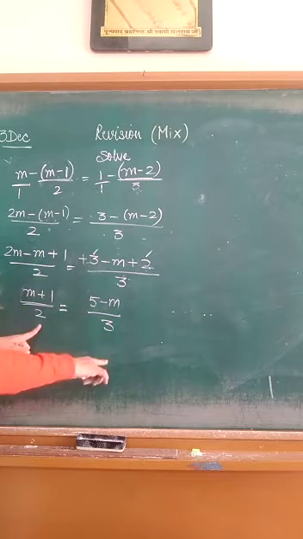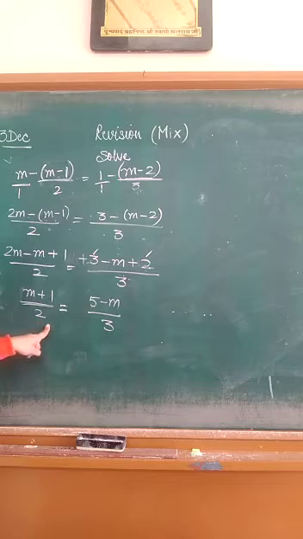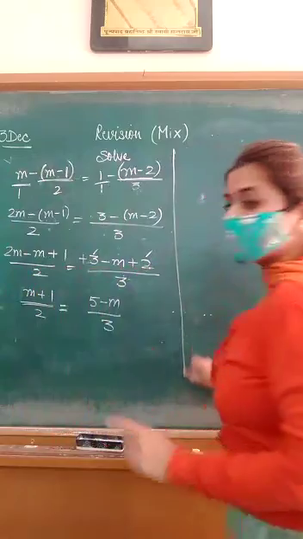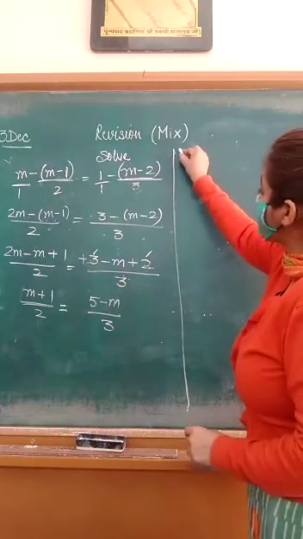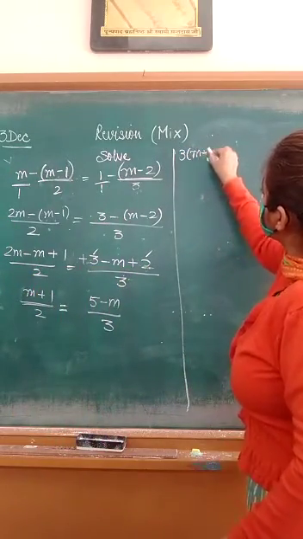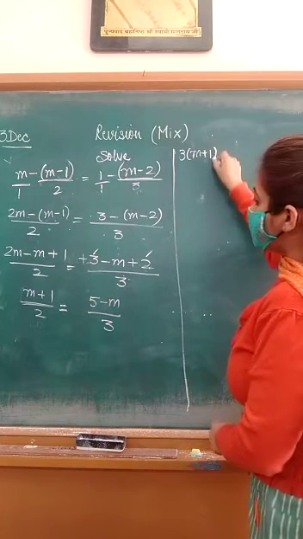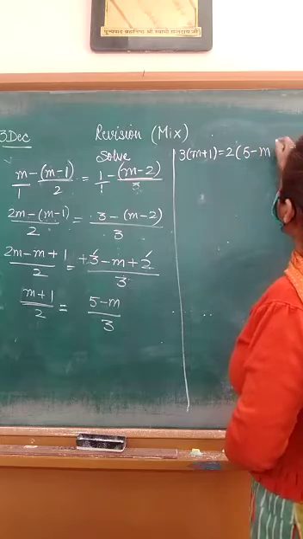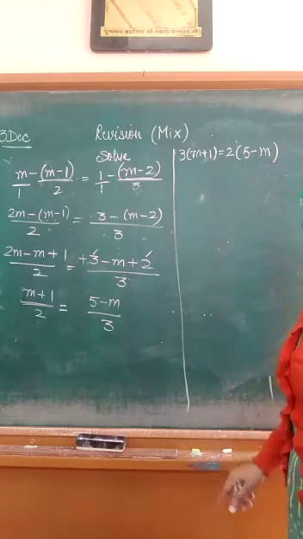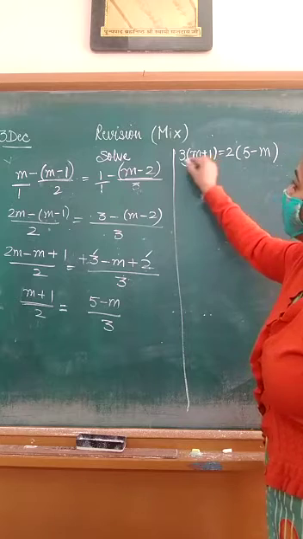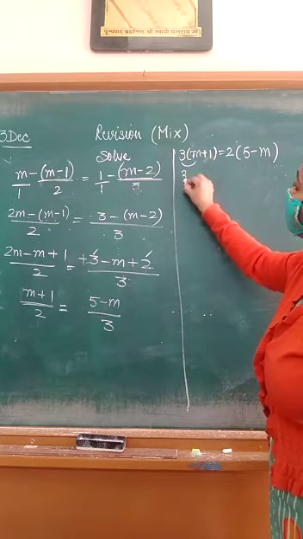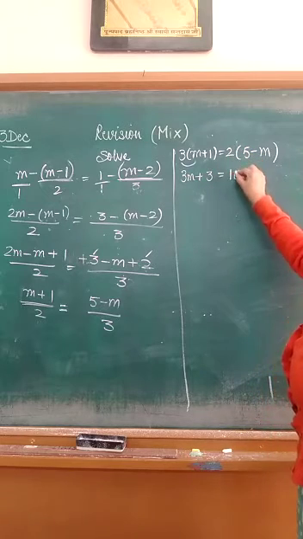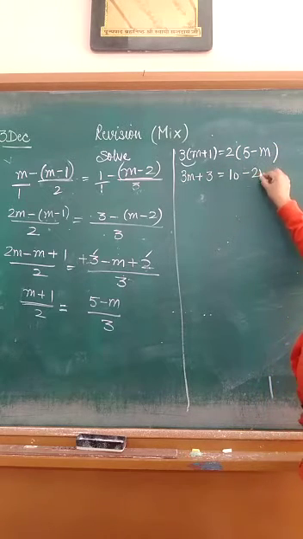Now both the terms are in the form of numerator upon denominator here also. So you will cross multiply this as we have done in the previous question. Now cross multiply this. 3 multiplied with m plus 1 equal to 2 multiplied with 5 minus m. Now open the bracket by using again distributive property. Multiply 3 with m, that will give you 3m plus 3 equal to 2 5s are 10. 2 into m will give you 2m.